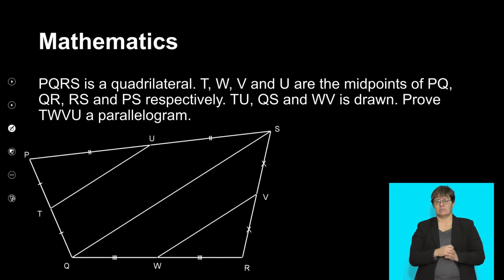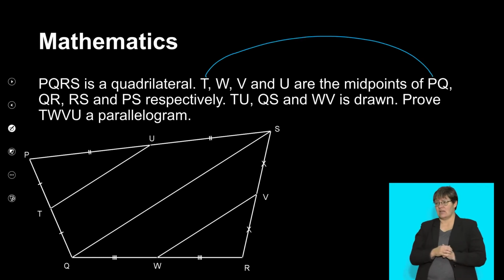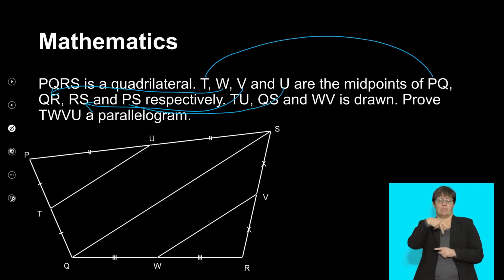And now they give us another shape which is PQRS, which is a quadrilateral. It's not a regular quadrilateral, so that is the most interesting thing here. T, W, V, and U are the midpoints. Firstly, it means T is the midpoint of PQ. W is the midpoint of QR. V is the midpoint of RS. And then U is the midpoint of PS. You see, that's what they mean respectively.